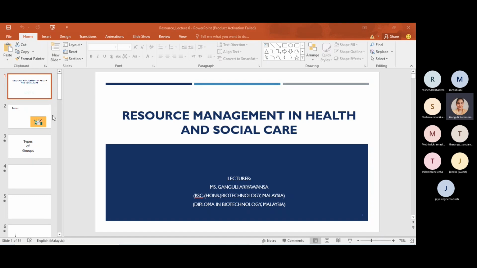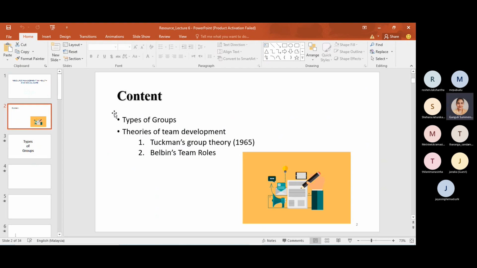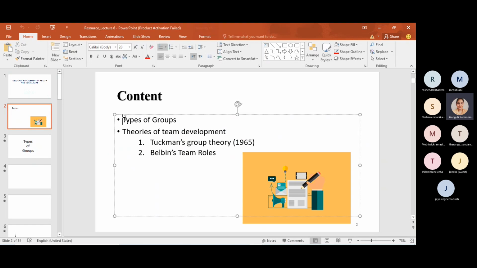Okay, so guys, I will start off today's lecture note. These are the two main things that you will be learning under this lesson: types of groups and theories of team development. Under theories of team development, you will learn about two theories: Tuckman's group theory and Belbin's team roles.